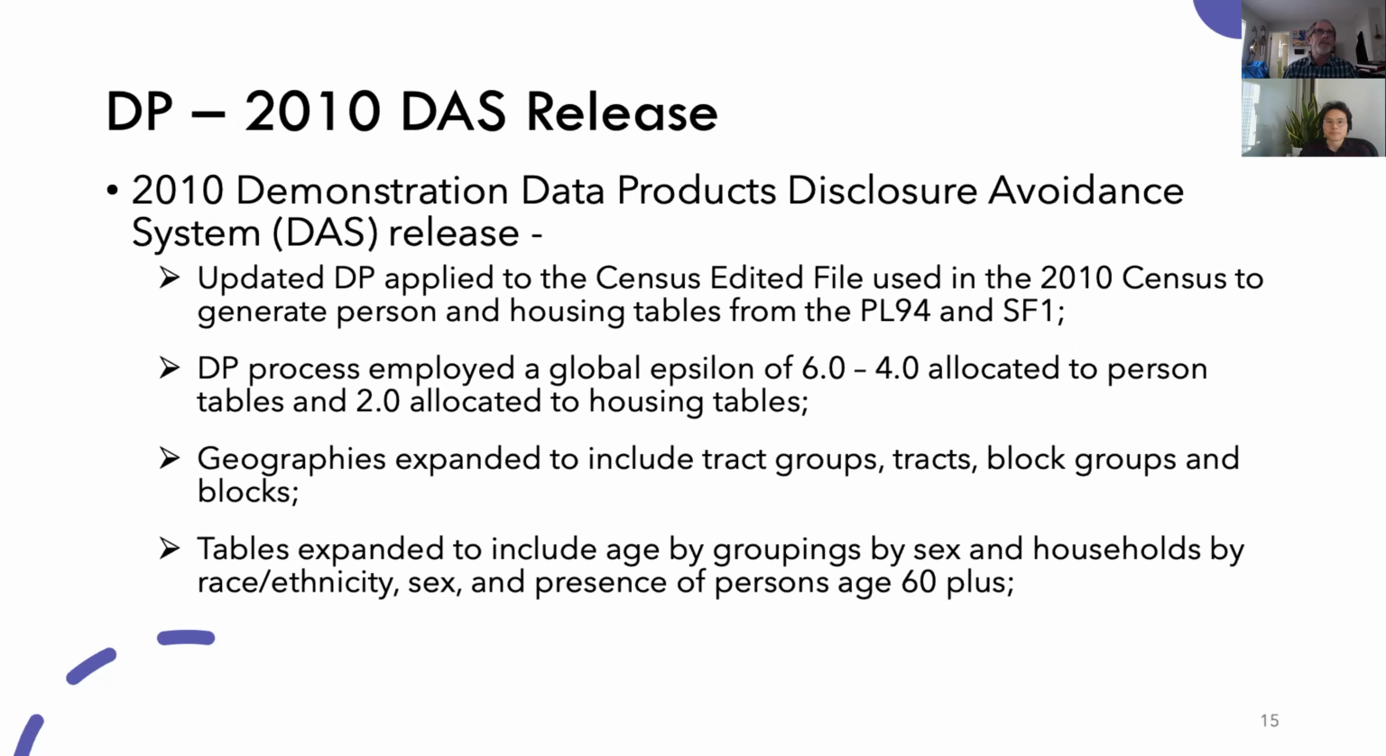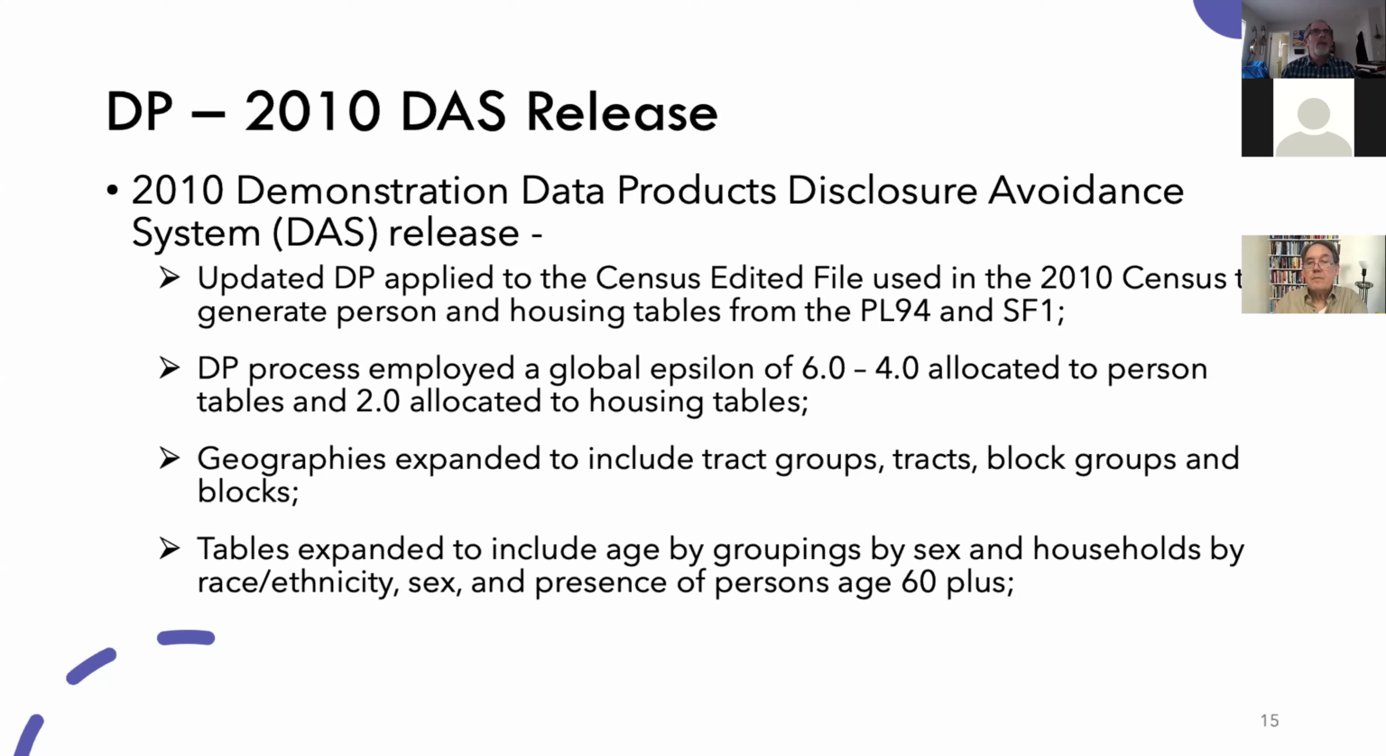Okay. So the next step in the process was the Census Bureau's 2010 disclosure avoidance release later on in the year. The 2010 demonstration data products is what this was called, and it was an updated differential privacy mechanism that was applied to the census edited file that was used to construct the 2020 census to generate person and housing tables from the PL94 as well as the SF1.